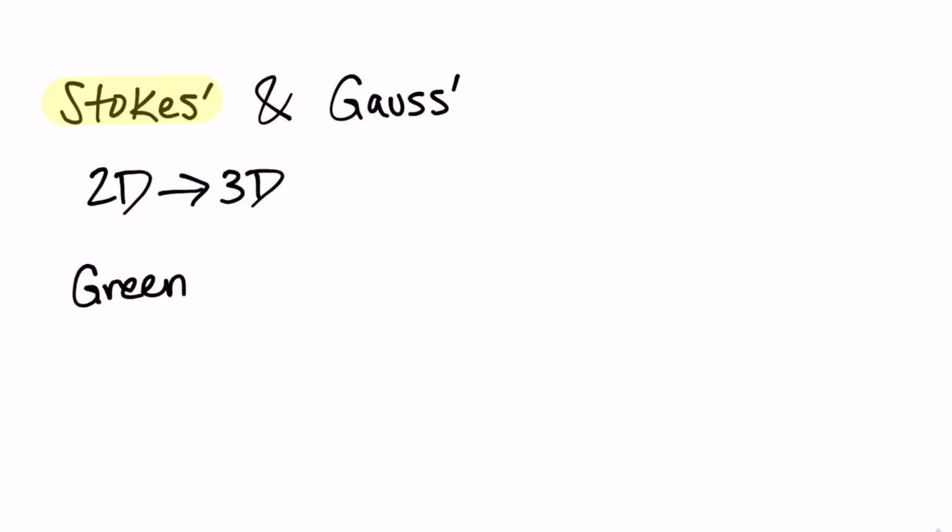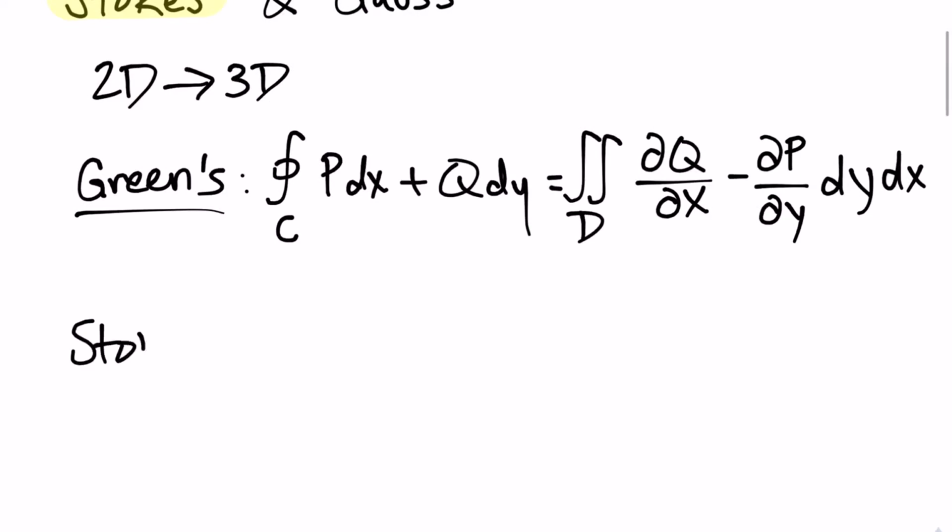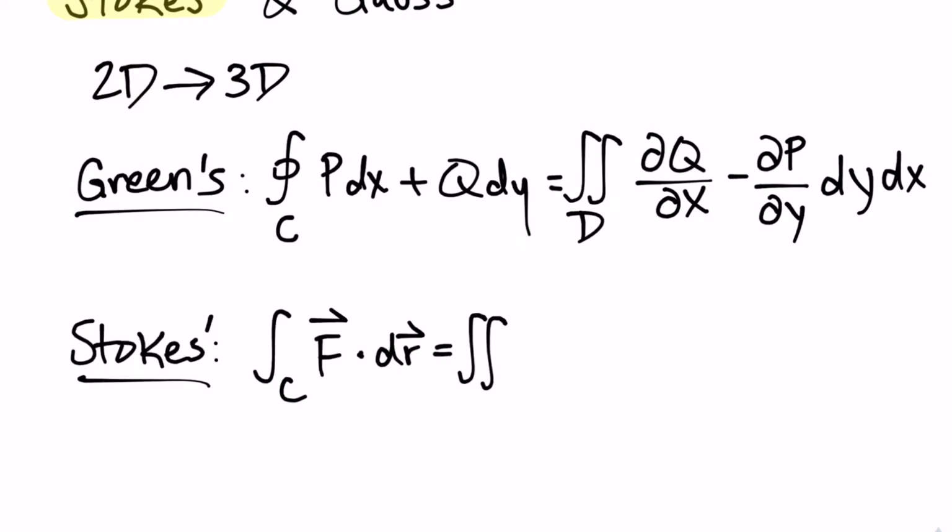Recall Green's theorem turns a single line integral around a plane boundary curve into a double integral over a plane region D. This is Stokes' theorem. So you see how you end up evaluating the integral of the curl of vector f.